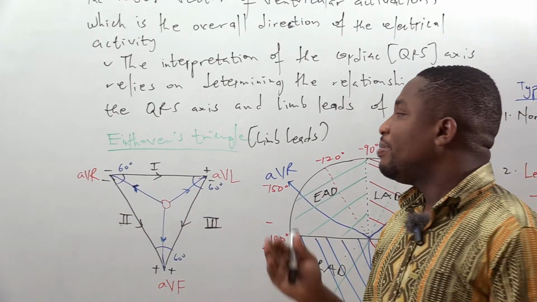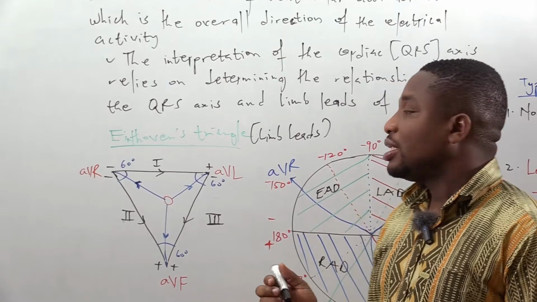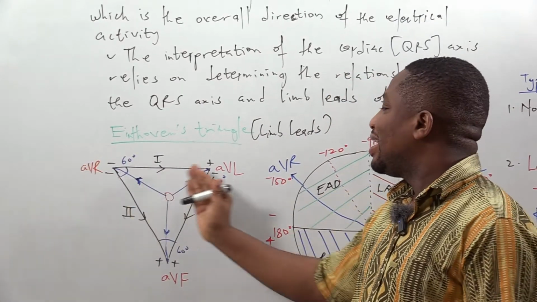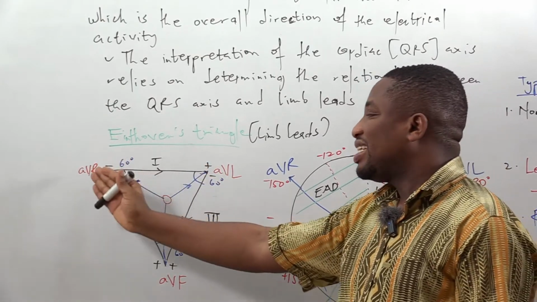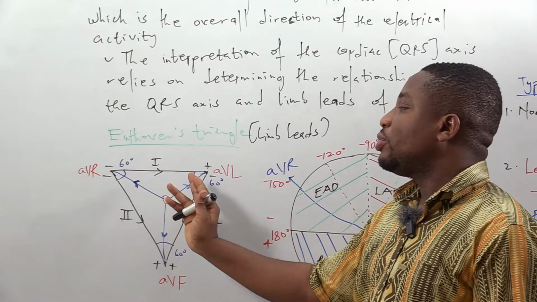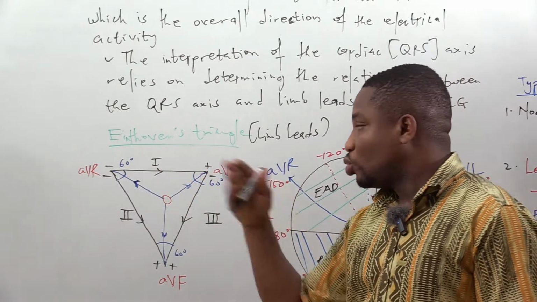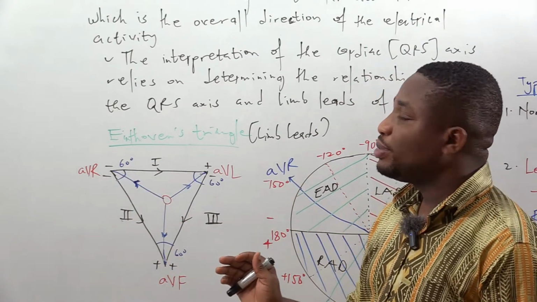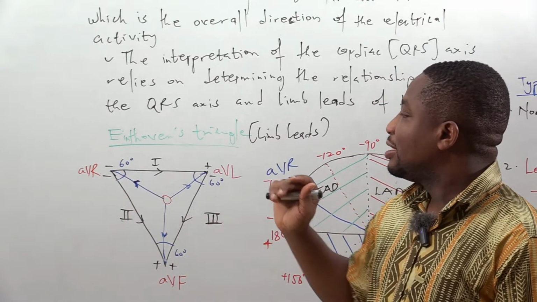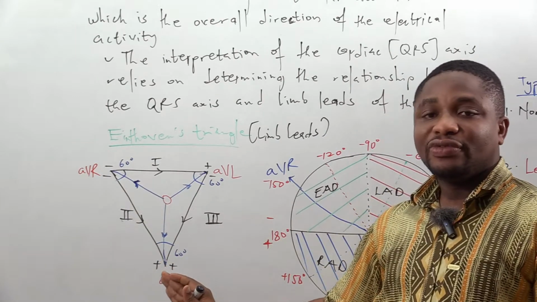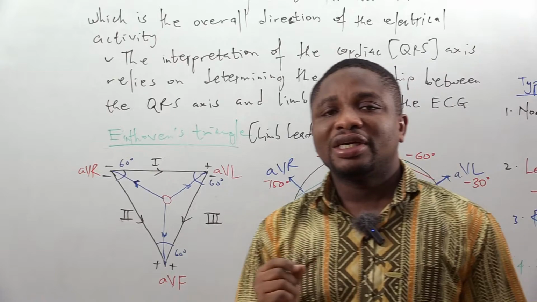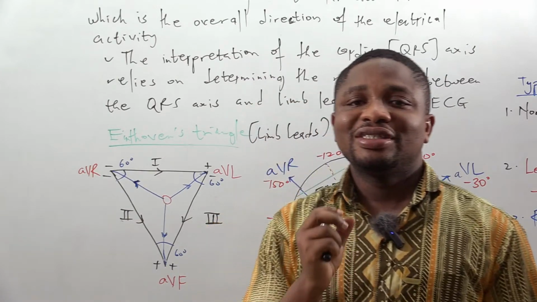We know that lead 1 is placed between the right arm and the left arm, and is moving in the direction towards the left. So this becomes lead 1. Then lead 2 is placed between the right arm and the left foot, and is moving towards the foot. And we also know that lead 2 is the most important lead on the ECG.